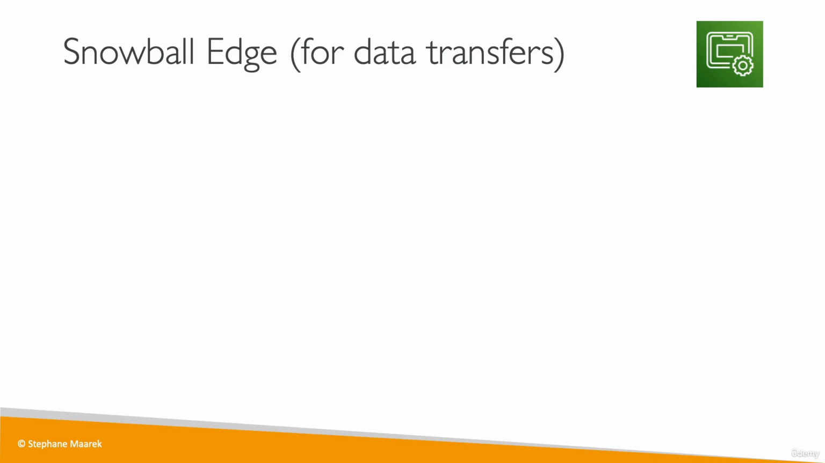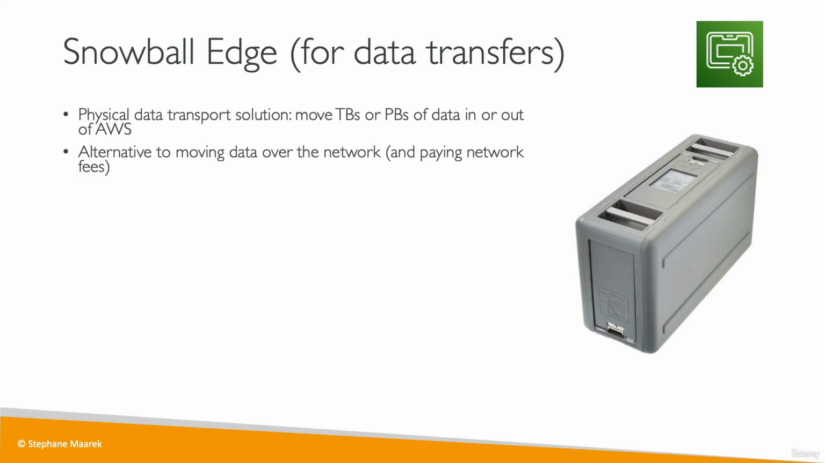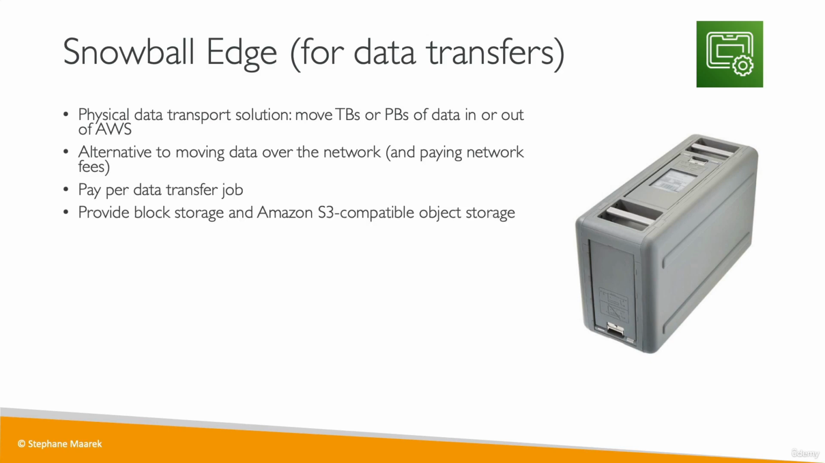Okay, so now what sort of devices do we have? We have the Snowball Edge. And Snowball Edge is a huge box, as you can see, and it is going to be used to move terabytes or petabytes of data in and out of AWS. It's going to be an alternative to moving data over the network, as we've seen. We're going to pay per data transfer job, and the interface within the Snowball Edge is going to provide block storage or Amazon S3 compatible object storage.